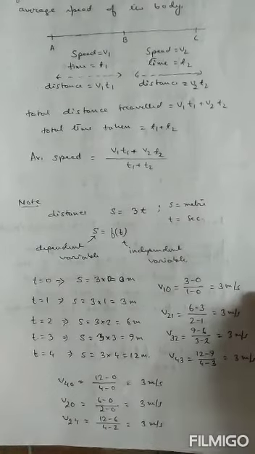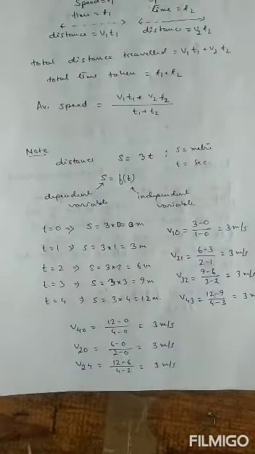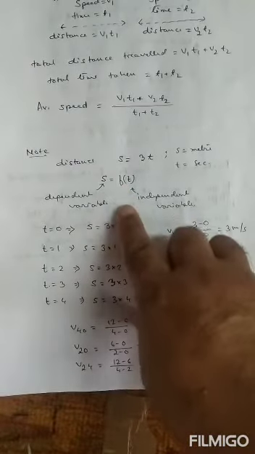So we discussed two different situations of variable speed and then we calculated what is the average speed under that situation. Now again we return back to the uniform speed.